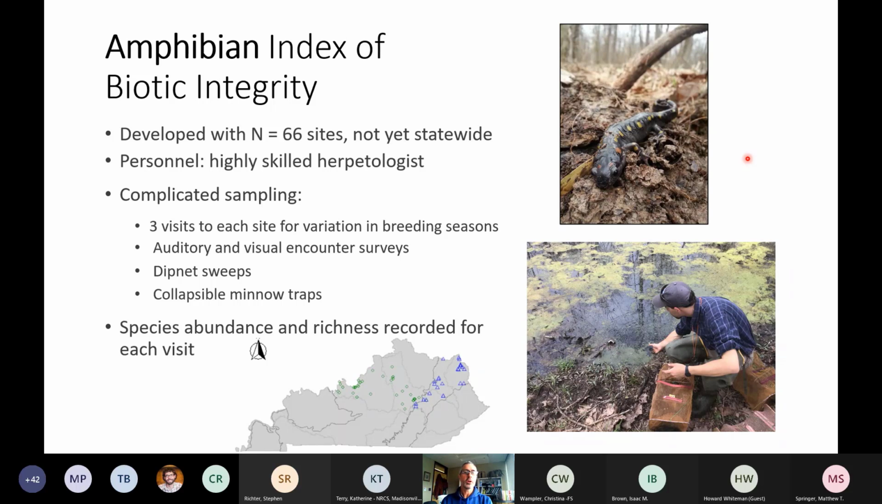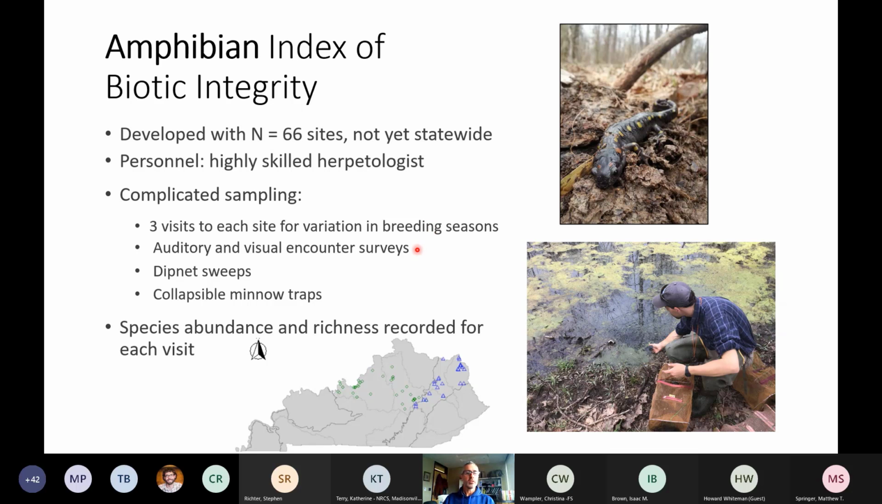We also, going into this, did not have C of C values for amphibians, and so as I mentioned before, those were developed as part of this process. The sampling is also complicated in that it requires multiple visits to each site because amphibian breeding patterns span among species much of the year. So, marbled salamanders are breeding in November and December, and bullfrogs in June and July. And so multiple visits are needed to accurately account for the presence of all the possible species.